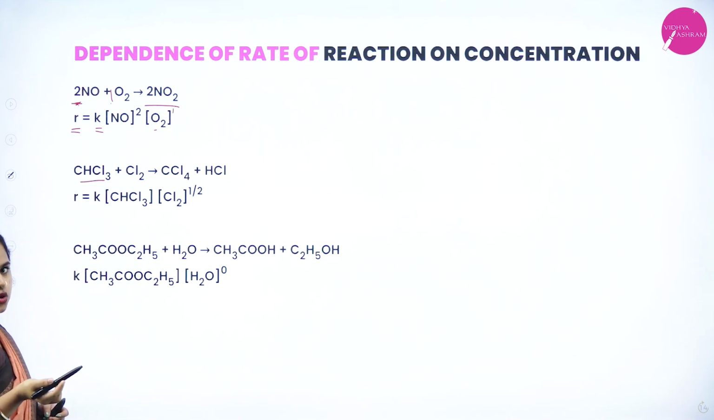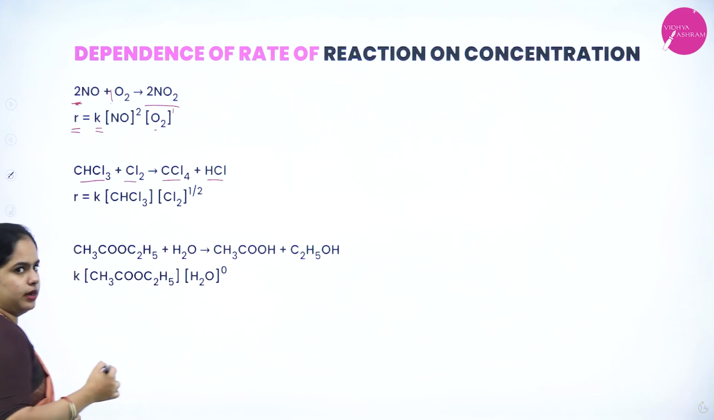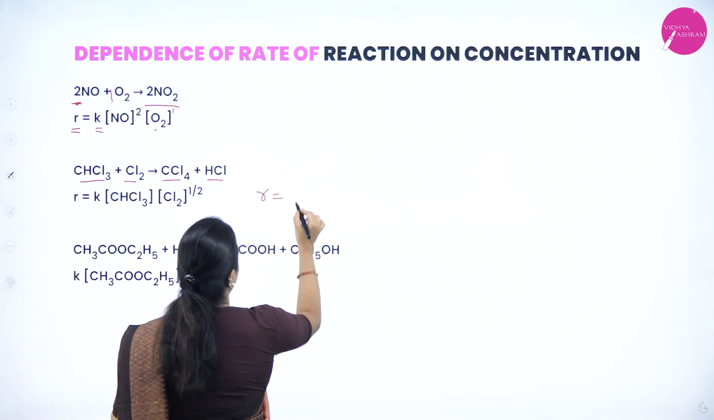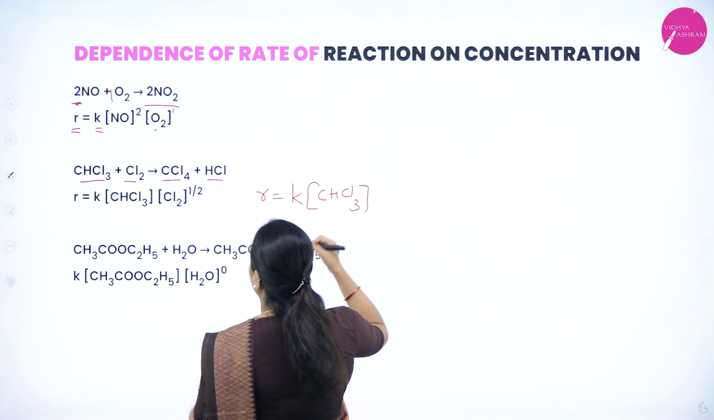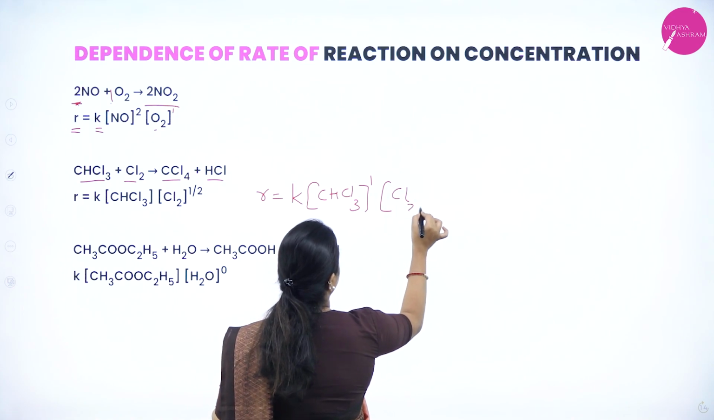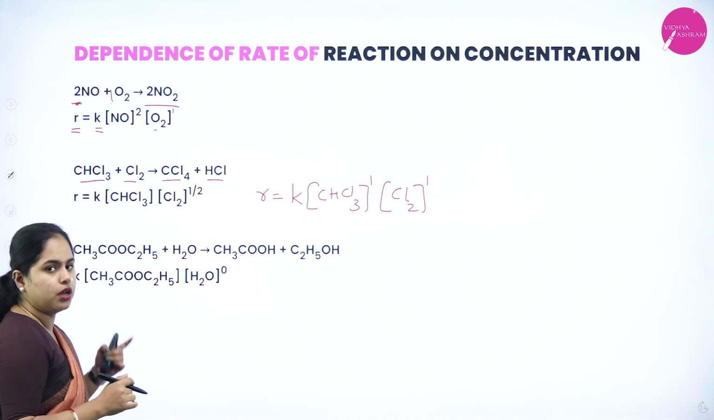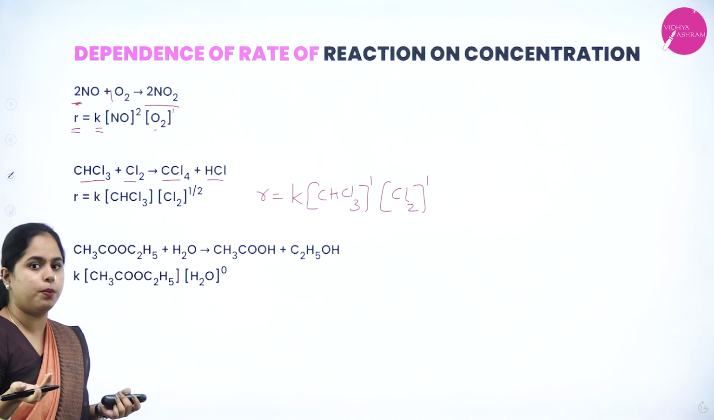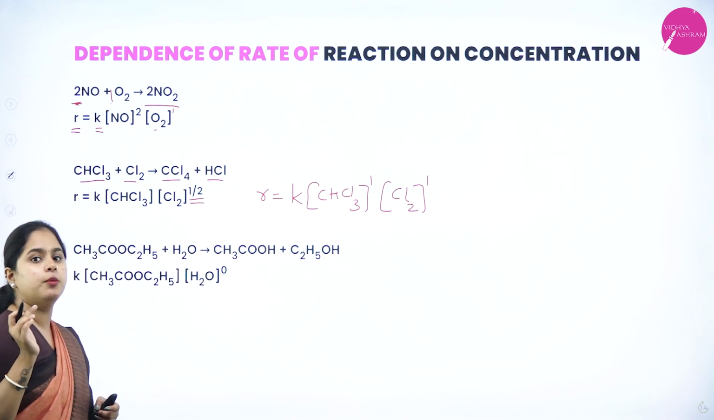Chloroform, CHCl3, reacts with chlorine to give carbon tetrachloride and HCl. So this is the reaction. What is supposed to be the rate here? k into the molar concentration of chloroform raised to 1, there is no power shown here, into the molar concentration of chlorine raised to 1. This is supposed to be the rate of reaction. But as I told you, the stoichiometric coefficient is not always the power which is used. As you can see here, instead of 1, it is 1 by 2.